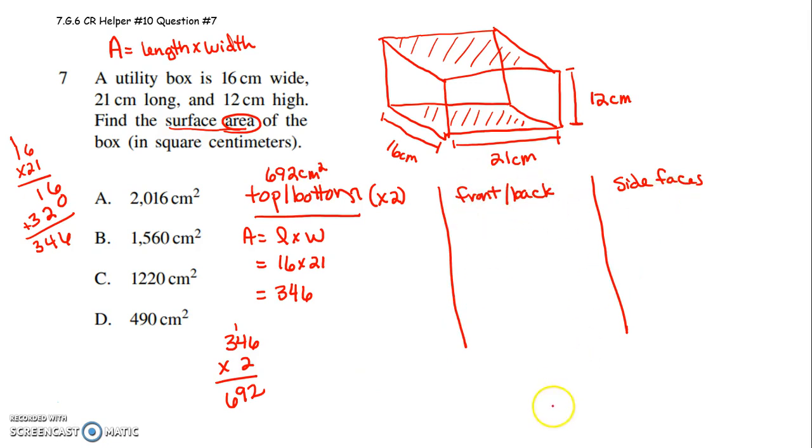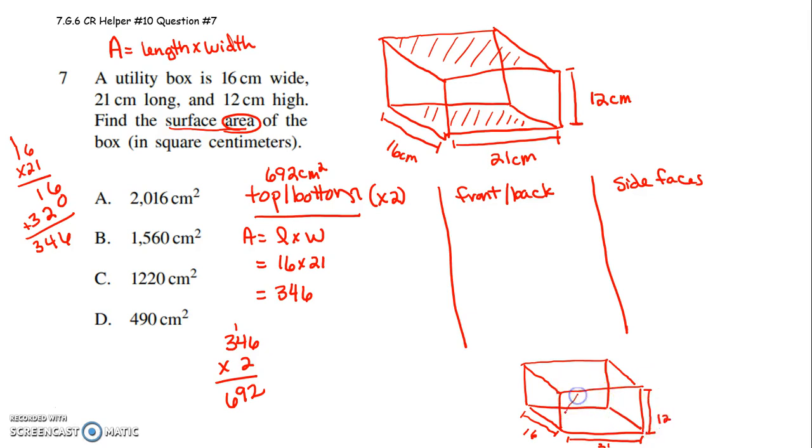Now I have to worry about the front and the back. I'm going to quickly do another sketch of the box so I can really look at what the front and back look like. And we know that this is 16. We know this is 21. And we know that this is 12.